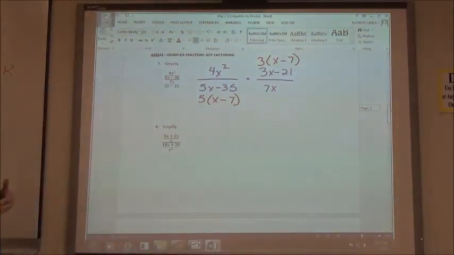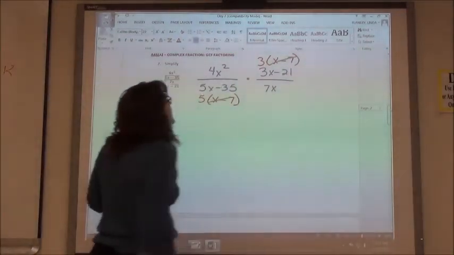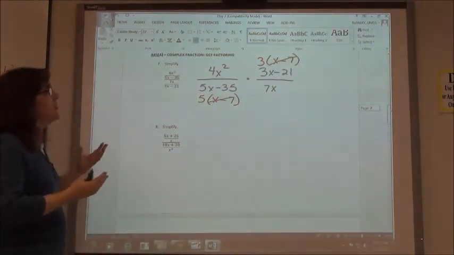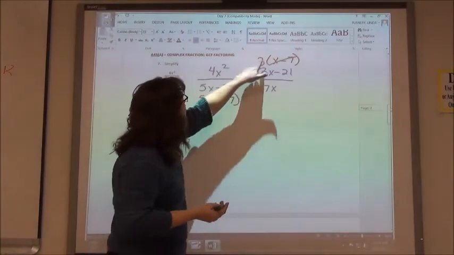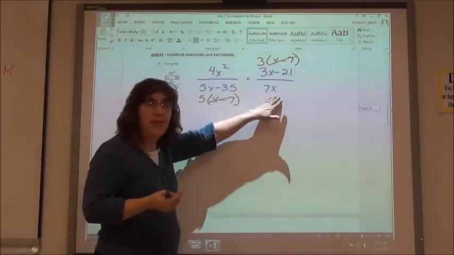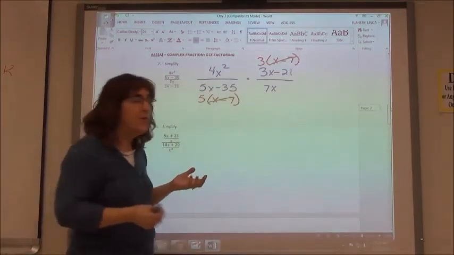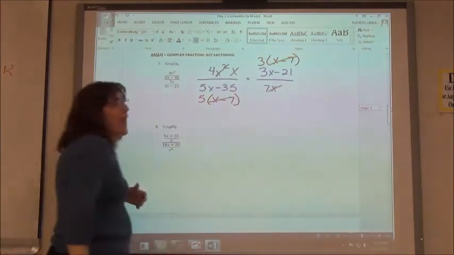So I'm looking for my greatest, or my common factors that I can cancel out. Obviously the x minus 7, right? So the x minus 7, the x minus 7. I'm also going to look to see, is there anything else I can cancel? Well, I can't cancel the 4 with the 7 or the 3 with the 5, but I have an x squared and a plain x. I can reduce those down, right? I can take out one of my x's, which is just going to make that an x.